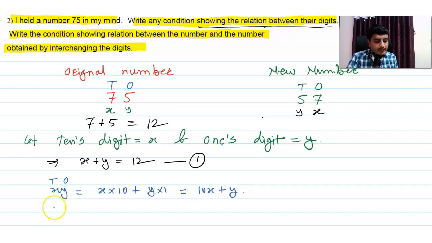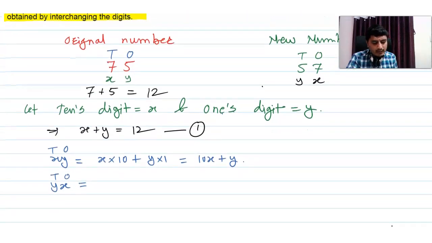And now once we interchange the digits of the original number xy, we are getting a new number yx, with y at the 10's place and x at the 1's place. Since y is at the 10's place, we multiply y by 10, and since x is at the 1's place, we multiply x by 1. So the expanded form of the new number is 10y plus x.